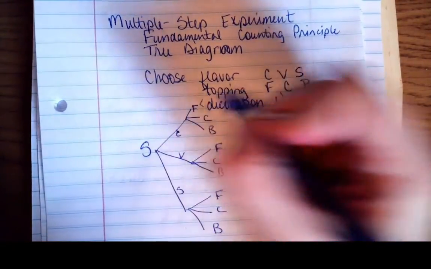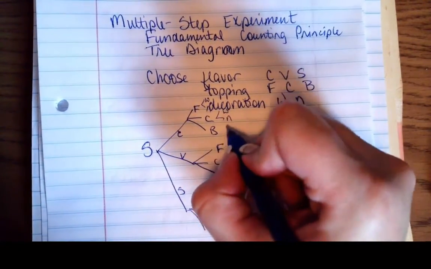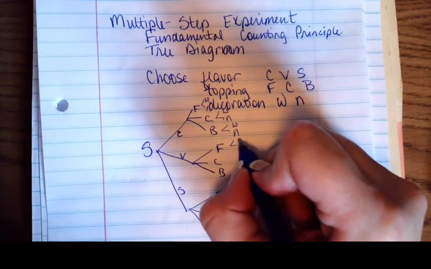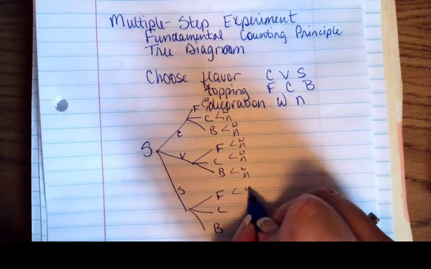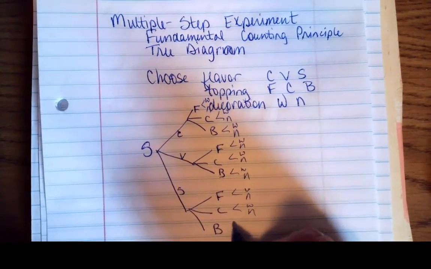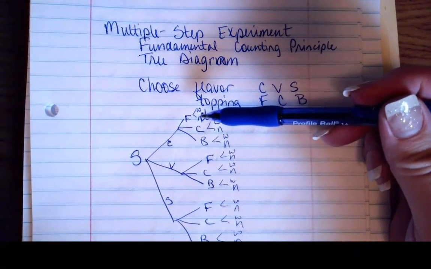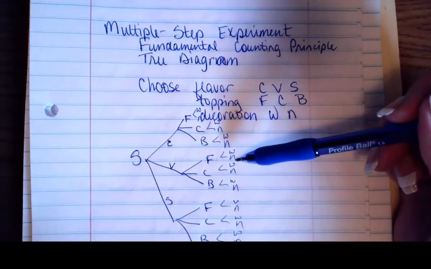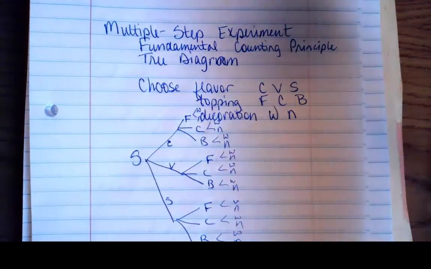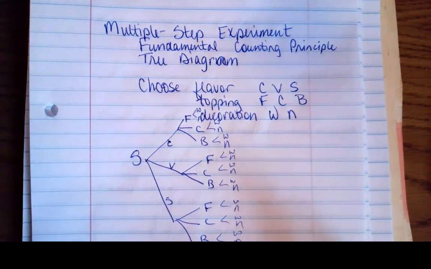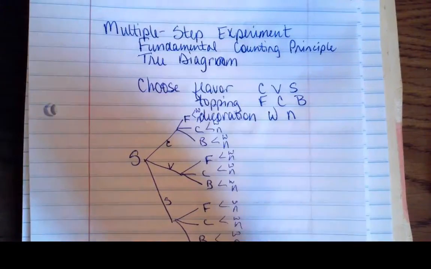Now I can have a decoration. On top of fudge, I told you this is going to get messy, I can have whipped cream or nuts. On top of caramel, I can have whipped cream or nuts. On top of butterscotch, whipped cream or nuts. And then I can keep doing this. Notice I'm being very methodical here, setting this thing up. So now how many options do I have here? 1, 2, 3, up to 18. I have 18 possible outcomes for my multiple step experiment, just from 3 flavors, 3 toppings, 2 decorations.